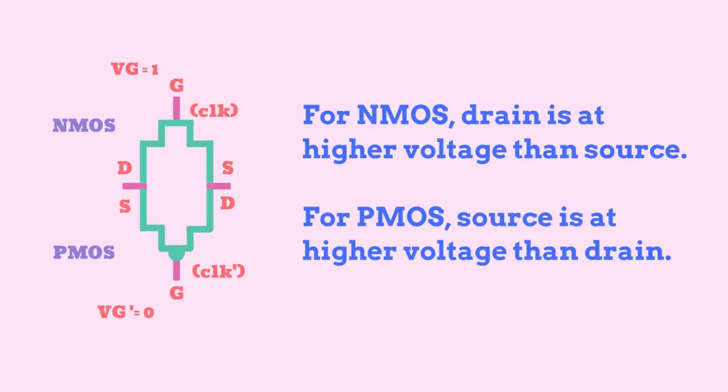The source and the drain terminal are decided by the flow of majority carriers. In NMOS, electrons being the majority carrier will flow from lowest potential to the highest potential. Therefore, drain terminal is the terminal that is at a higher voltage than source. For PMOS, since holes are the majority carriers, source terminal is the terminal that is at a higher voltage than drain.